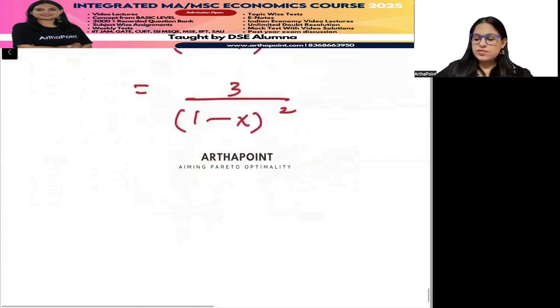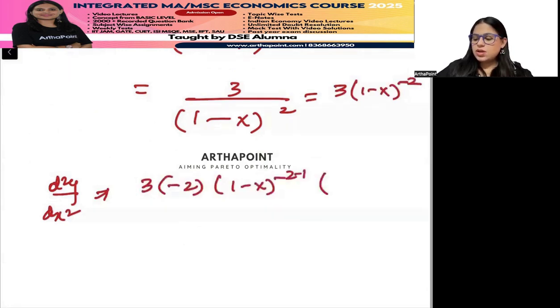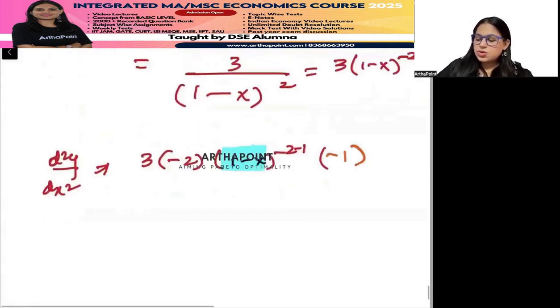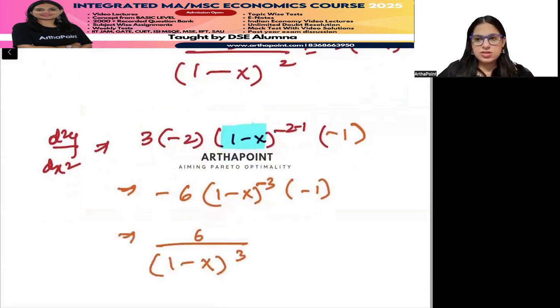Now you are supposed to find d square y by dx square. I can rewrite this as 3 into 1 minus x to the power minus 2. The power comes down, the power reduces by 1, into the differentiation of this, which will be minus 1. So this will be minus 6, 1 minus x to the power minus 3 into minus 1, which is 6 upon 1 minus x to the power 3. And that will be your answer. Do you understand? The question is very, very simple. The third order derivative I am leaving to you to find out.